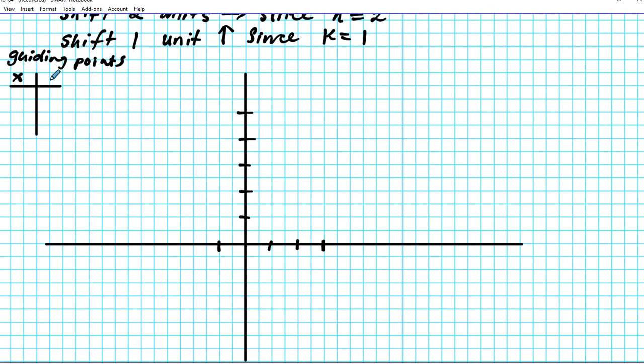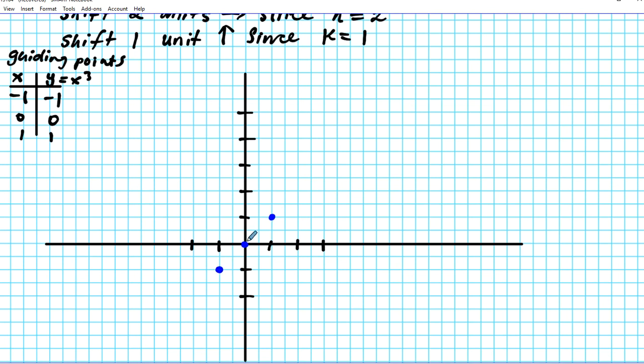X and y equals x to the third. So we have -1, 0, and 1 since we have an odd function. If you plug -1 into x cubed, you get -1. 0 into x cubed, you get 0. 1 into x cubed, you get 1. Alright, so let's go ahead and plot those points. So 0, 0, the origin, 1, 1, negative 1, negative 1.